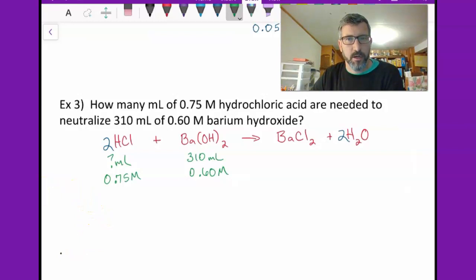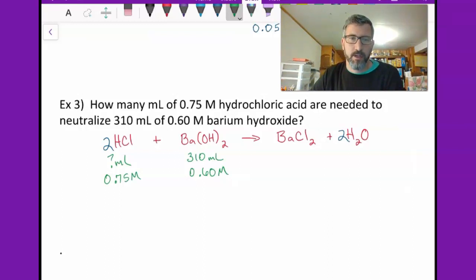Now we're going to start this problem out just like the previous two. The difference is we're not looking for molarity. We're given molarity, and we're looking for volume. So we're not going to be doing stoichiometry and then dividing like we did in the previous two problems to get molarity. We're going to do stoichiometry all the way through.